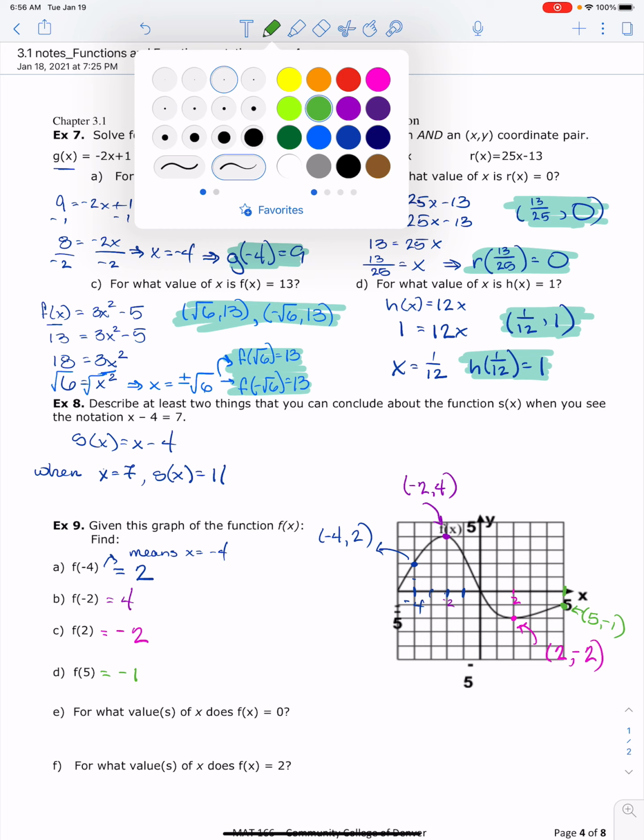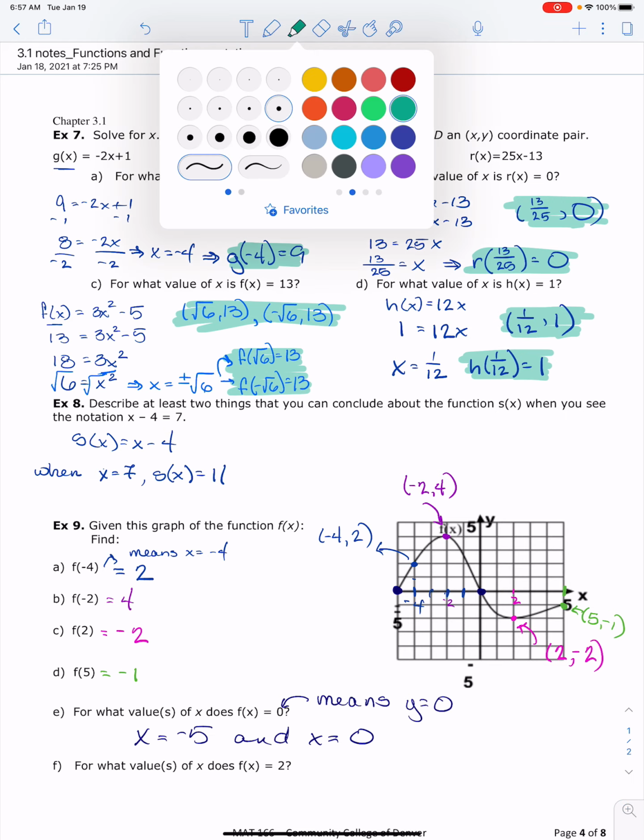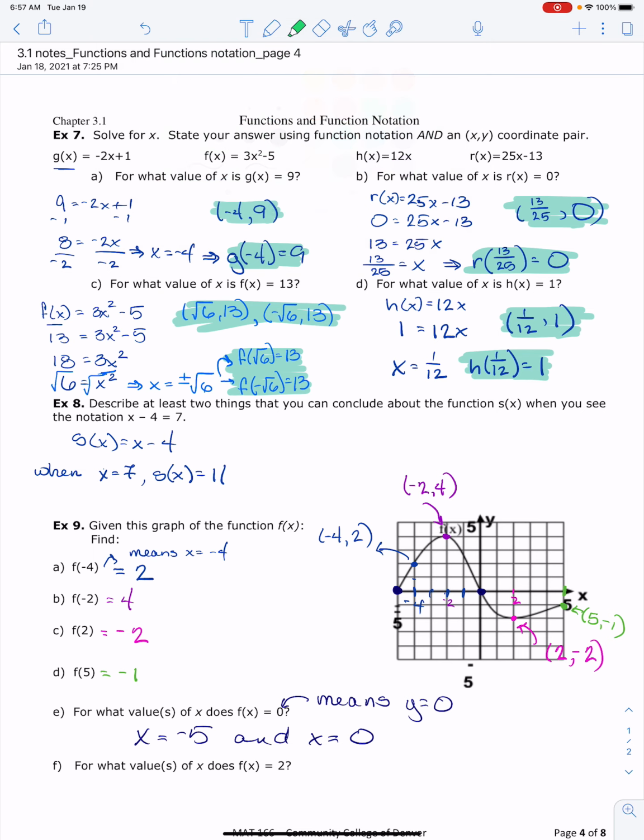E asks for what values of x does f of x equal 0? That means that y is 0. So this is what we're looking for. Means y equals 0. It looks like that happens right here at negative 5. So we got x equals negative 5. Looks like it happens right here at 0. And then it does not cross that x-axis again. You could have done a line there. We'll do that here for this one.